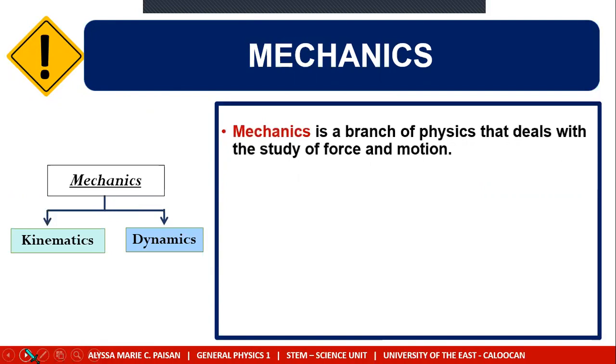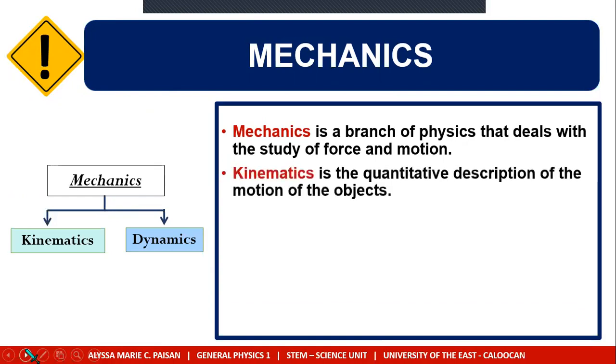Again, let's recall mechanics is basically the branch of physics that deals with studying motion and not just motion but the cause of motion, which is force. Now, what's the difference between kinematics and dynamics? When it's kinematics, the aim is to describe motion quantitatively, meaning instead of saying that something is moving fast, we associate the fastness of an object with a numerical value. How fast? What's the speed?